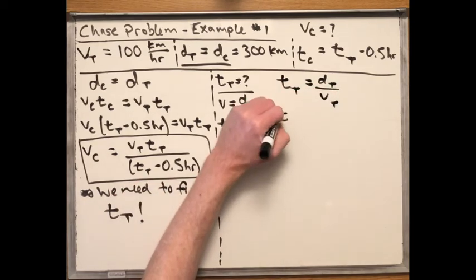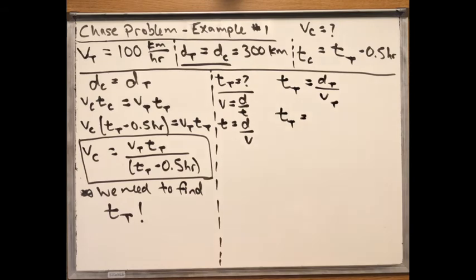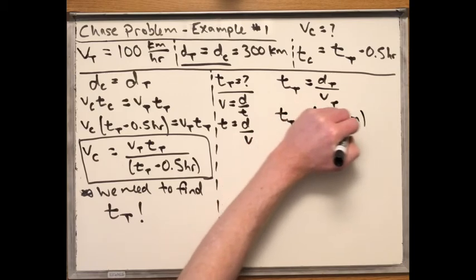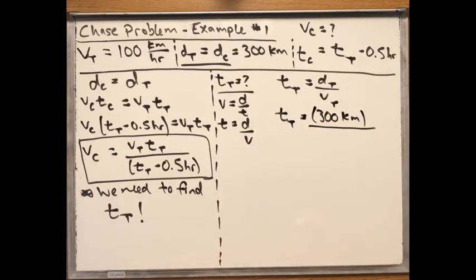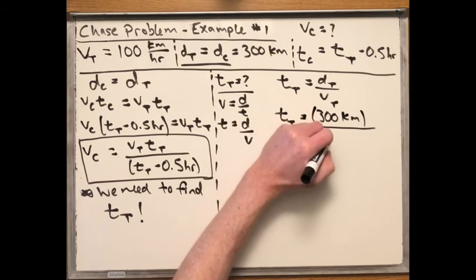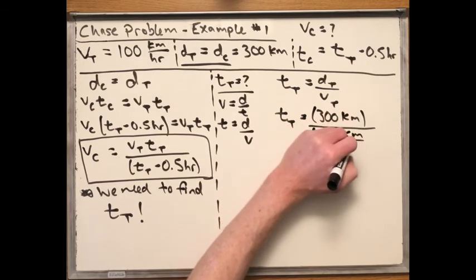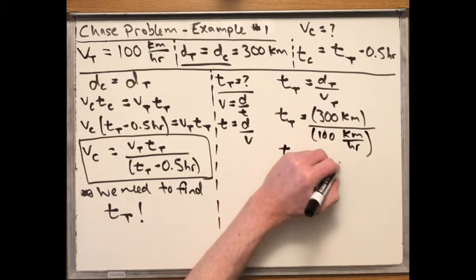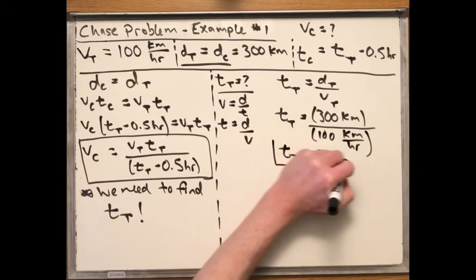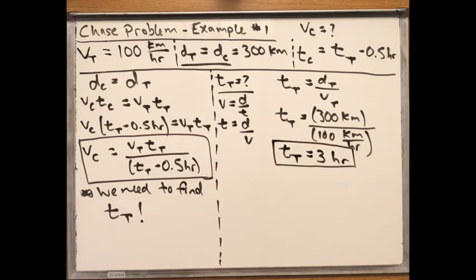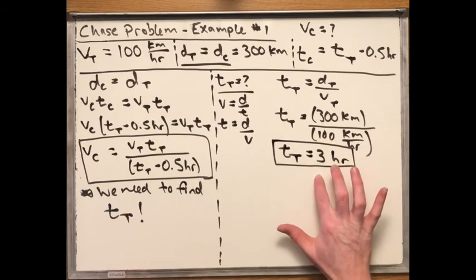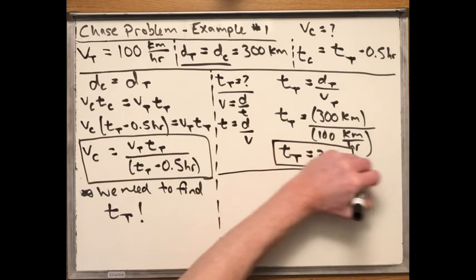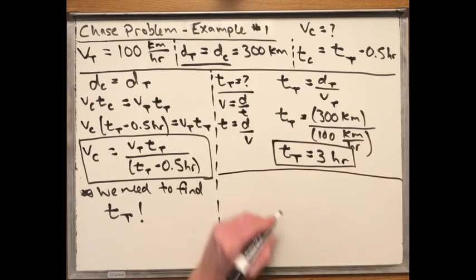And plugging that in, we have the distance for the thieves, which is 300 kilometers, over the speed of the thieves, which is 100 kilometers per hour. This math is not particularly difficult here. 300 divided by 100 is 3 hours. And now that we know the time for the thieves, we can jump back over to this equation and wrap this thing up. So I'll rewrite the equation here.